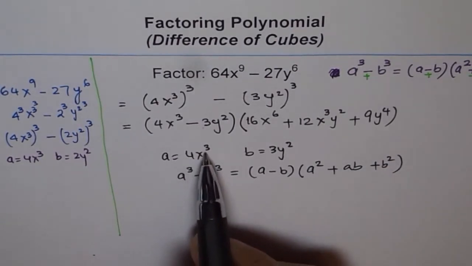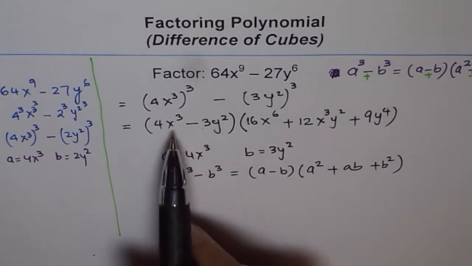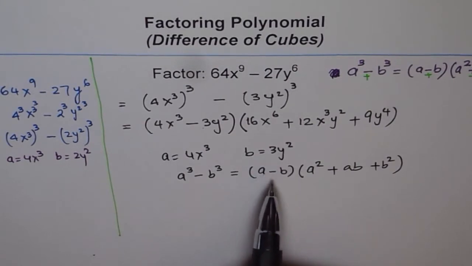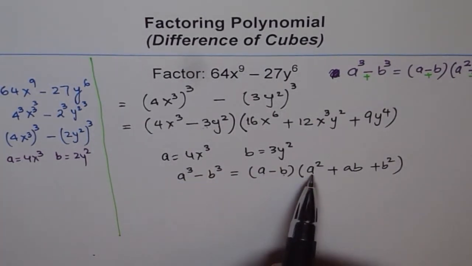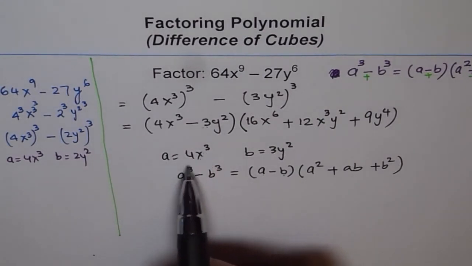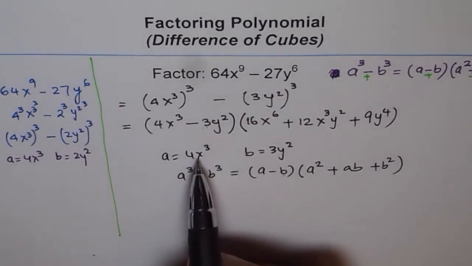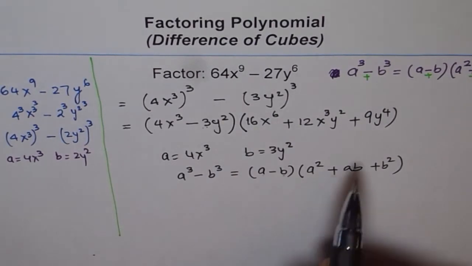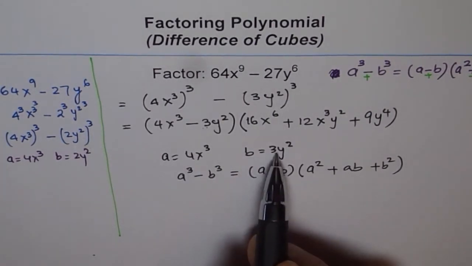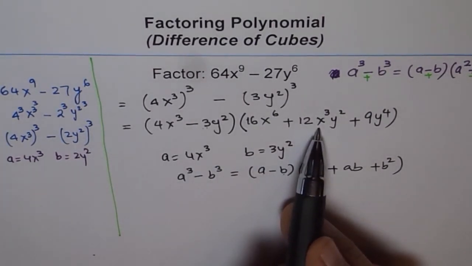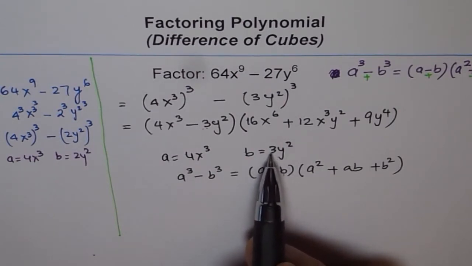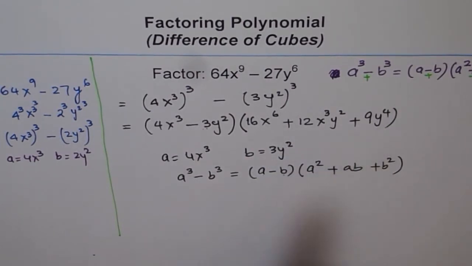So a is 4x cube, so I wrote 4x cube here. Do you see that? B is 3y square, so minus 3y square. A square is 4x cube whole square: 4 square is 16, x cube square is x to the power of 6. AB, multiply these two terms and write them here. And then the square of b, which is 9y to the power of 4. So that's how you do factoring of cubes.